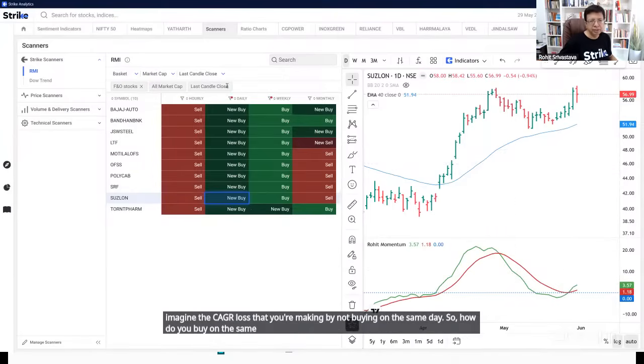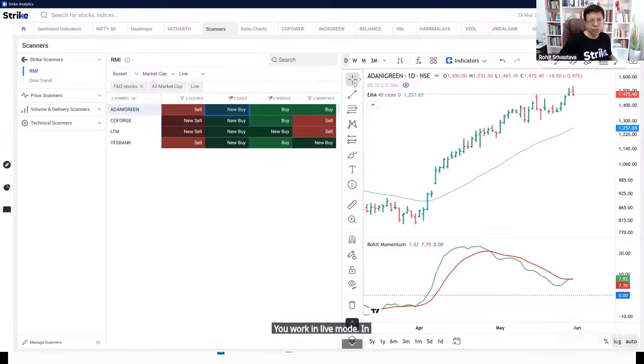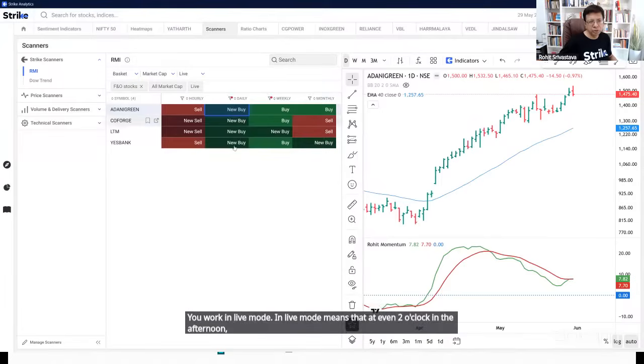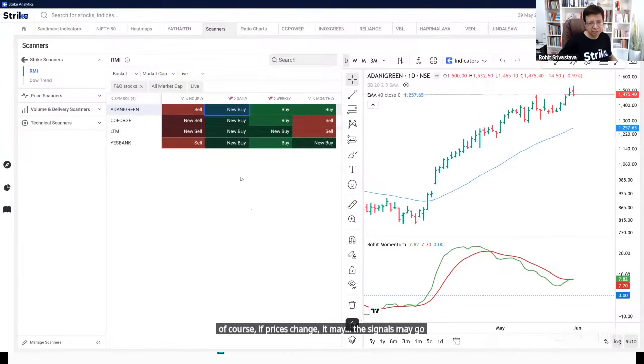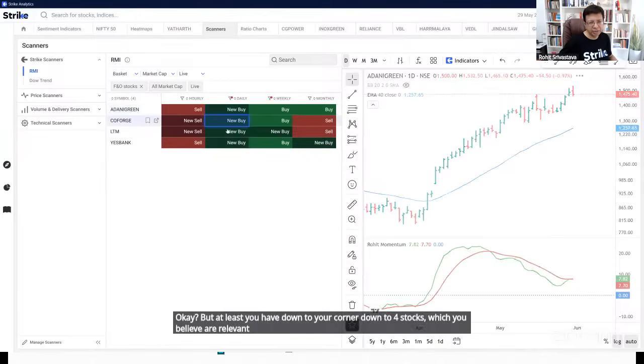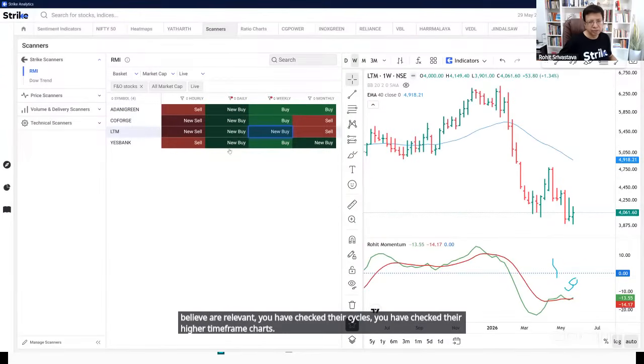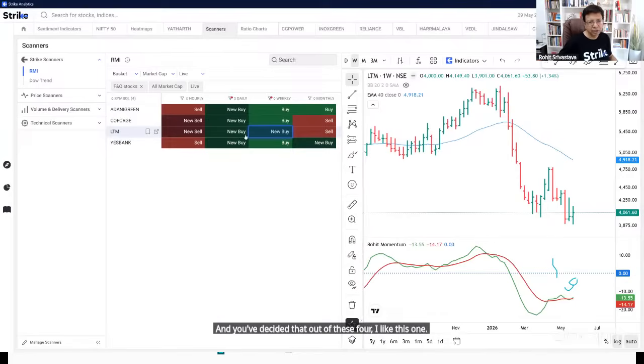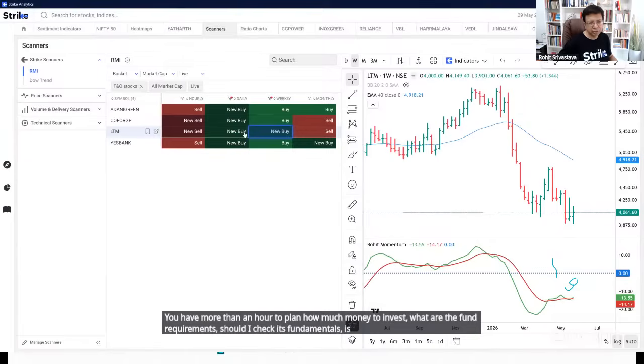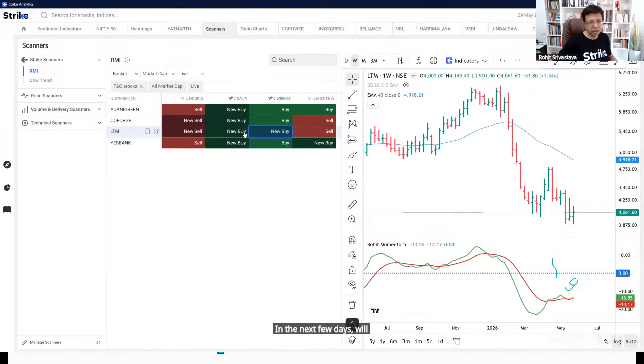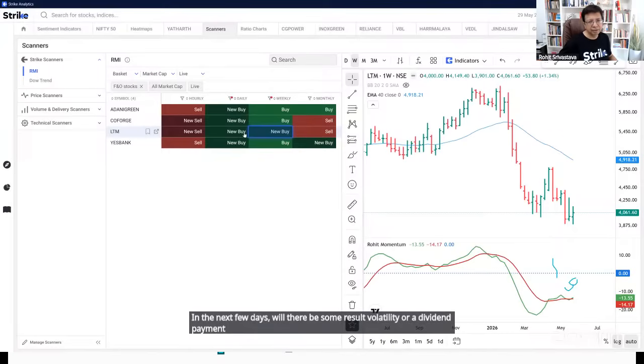So how do you buy on the same day? You work in live mode. In live mode, even at 2 o'clock in the afternoon, you can know where the new buy signals are coming at 3:30. Of course, if prices change, the signals may go away. But at least you have cornered down to four stocks which you believe are relevant. You have checked their cycles, you have checked their higher time frame charts, and you've decided that out of these four, I like this one. And you've decided this at 2 or 2:30 itself. You have more than an hour to plan how much money to invest, what the fund requirements are, should I check its fundamentals, is the result coming or not in the next few days, will there be some result volatility or a dividend payment, etc., whatever research you want to do, and then take action before the market closes.